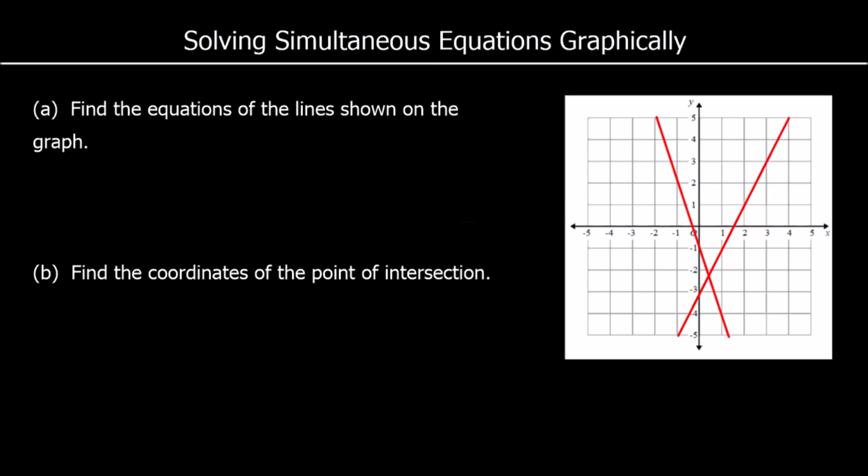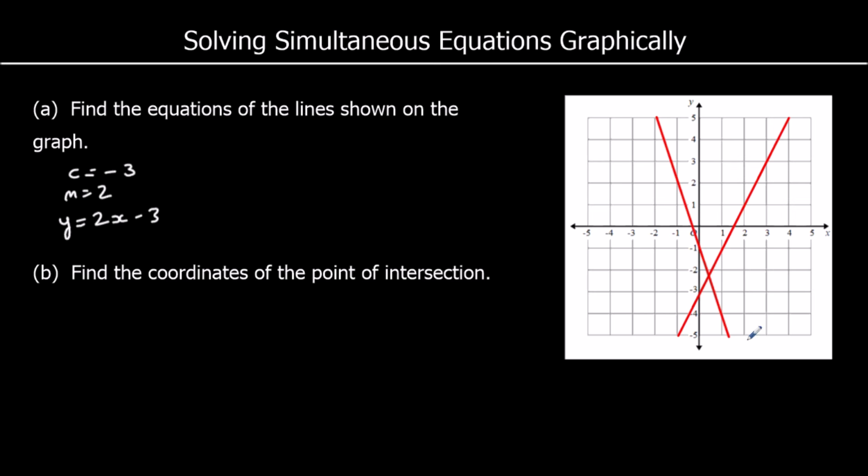Okay, another question. So pause the video and try and give this one a go. So we've got two lines. We need to find their equations. So we've got a positive gradient one. Let's start with that. So that's got a y-intercept of negative 3. And for every one it goes across, it goes up 2. Across 1, up 2. Across 1, up 2. So a gradient of 2. So that's y equals 2x minus 3.